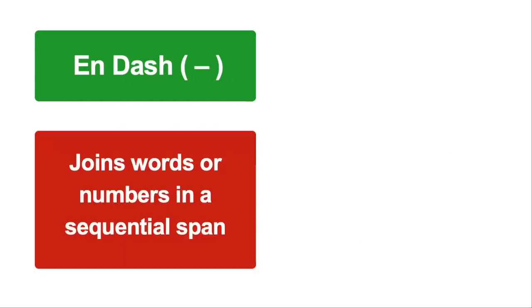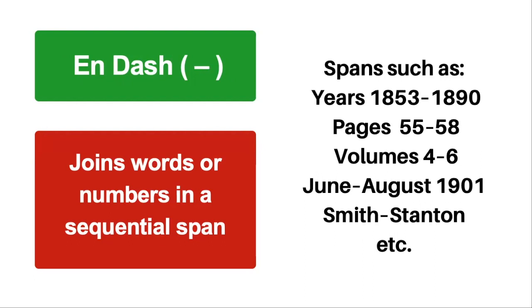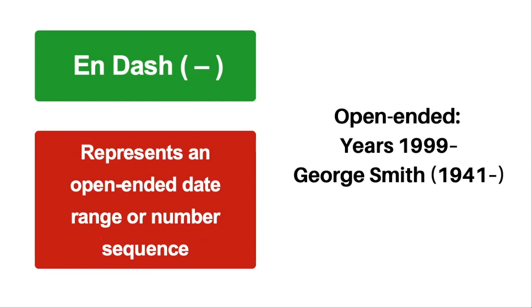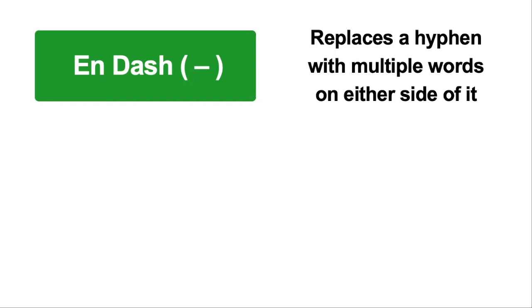When do you use an N dash instead of a hyphen? An N dash joins words or numbers in a sequential span. Spans such as year ranges, page ranges, volume ranges, month ranges, and a range within an alphabetical listing. An N dash can also represent an open-ended date range or number sequence. Last, an N dash replaces a hyphen with multiple words on either side of it.